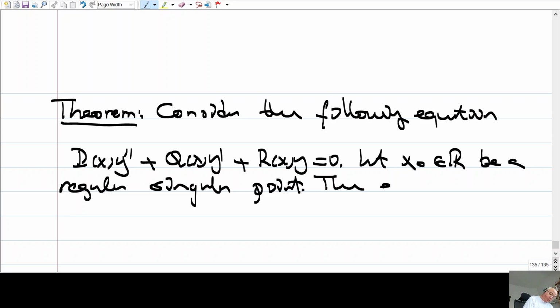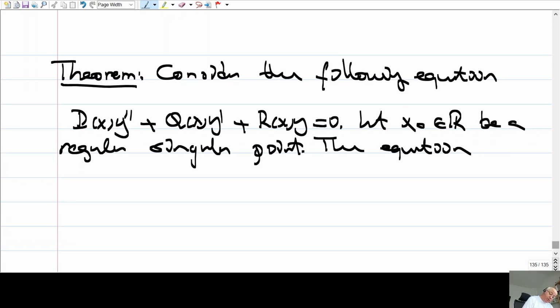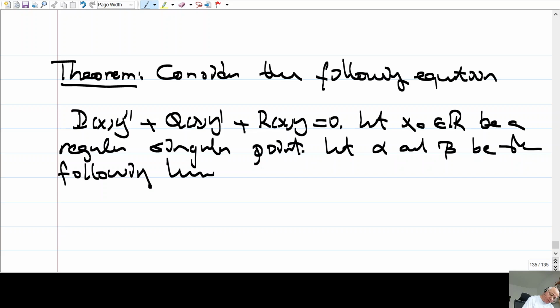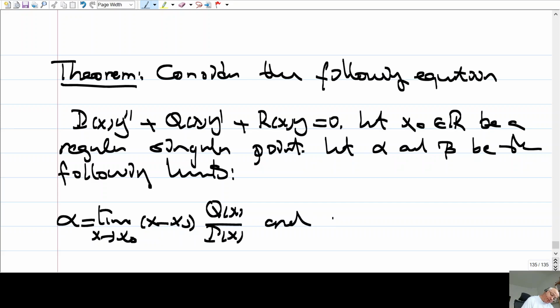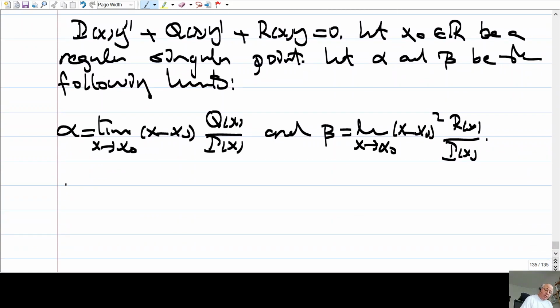The equation, let alpha and beta be the following limits. Alpha is the limit as x goes to x0 of (x minus x0) times q over p, and beta is again the limit as x goes to x0 of (x minus x0) squared times r over p.